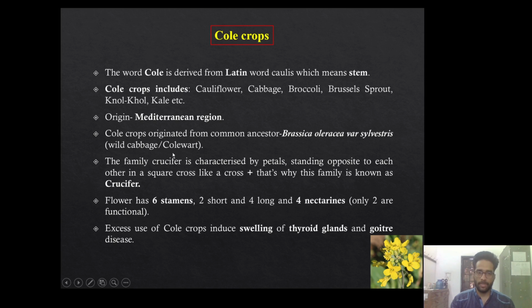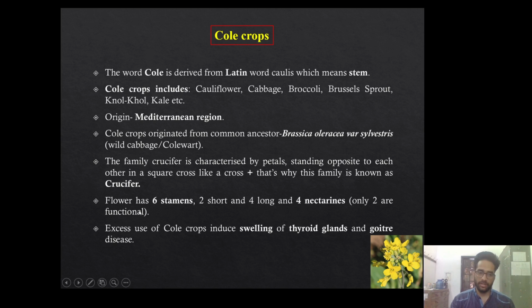The family Cruciferae is characterized by petals standing opposite to each other in a square like a cross. Here is the flower of crucifer. The flower consists of four petals which are present opposite to each other, forming a cross-like structure. Therefore, it is known as crucifer. In the flower structure, there are six stamens, out of which two are short and four are long, and also four nectaries, and only two are functional. Excess use of cole crops induces swelling of the thyroid gland and goiter disease.